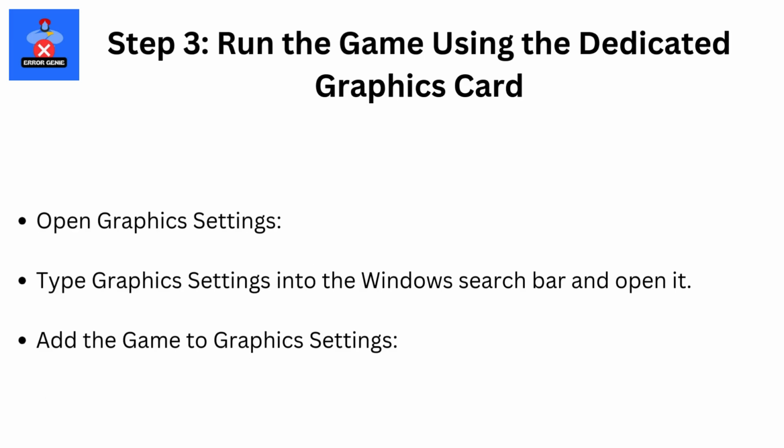Step 3. Run the game using the dedicated graphics card, open Graphics Settings. Type Graphics Settings into the Windows search bar and open it. Add the game to Graphics Settings.